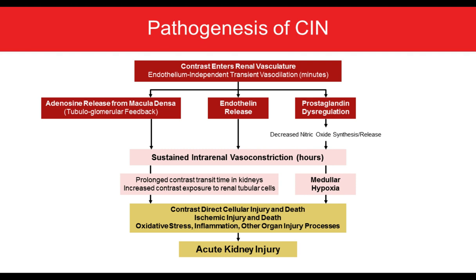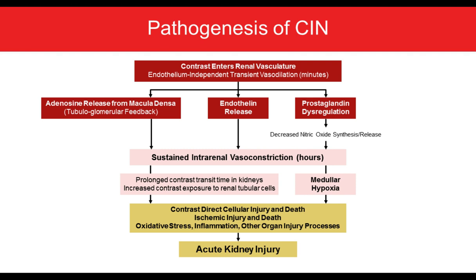So what are the consequences of this vasoconstriction? Vasoconstriction slows down the blood flow in the kidney and causes increased exposure of the contrast in the kidney because there is increased transit time, and the tubules get exposed to contrast for a long time. And prolonged contrast exposure causes direct cellular injury and cellular death, which stimulates the production of oxidative stress and inflammation.